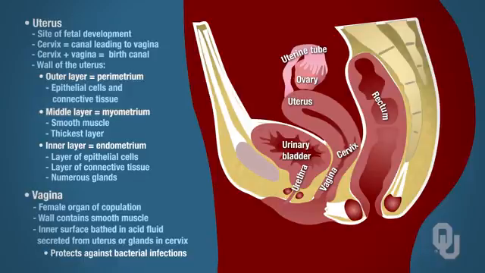And then the most important layer of all for us is the endometrium. I say that because when we discuss the menstrual cycle, we'll be talking a lot about the endometrium, the innermost layer of the uterine wall. And then, of course, over here is the vagina, the female organ of copulation. Lots of smooth muscle is associated with that, and lots of glands. I'll let you read the rest of the information on these slides.